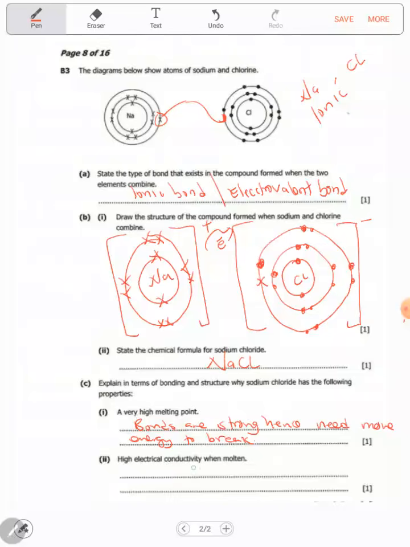High electric conductivity when molten. So it's when molten, the ions are mobile now. They are able to move. The ions are mobile, which carry charge.